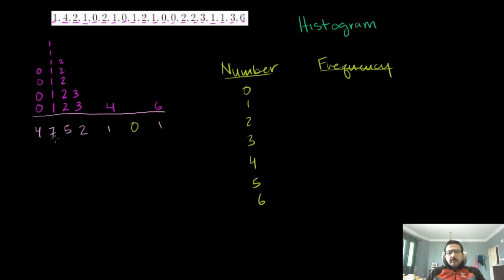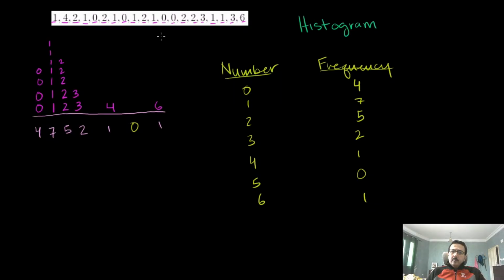So the 0 showed up 4 times in this data set. 1 showed up 7 times in this data set. 2 showed up 5 times. 3 showed up 2 times. 4 showed up 1 time, 5 didn't show up, and 6 showed up 1 time.